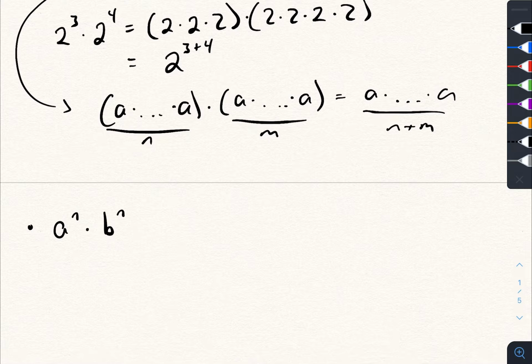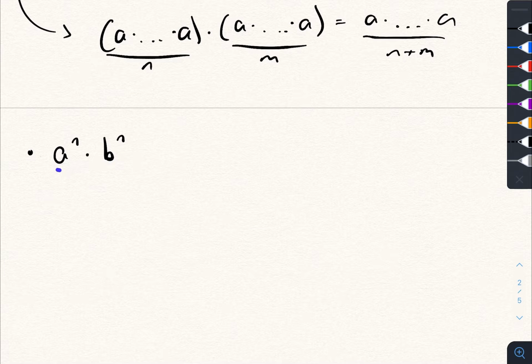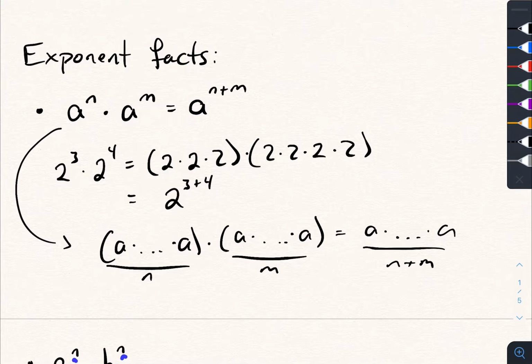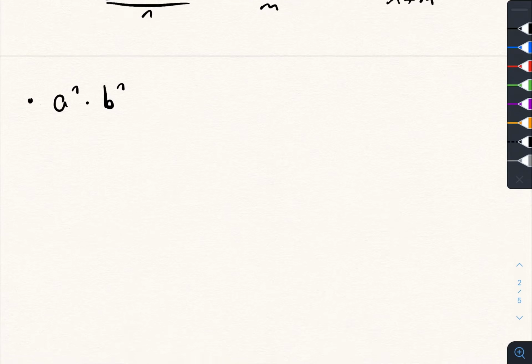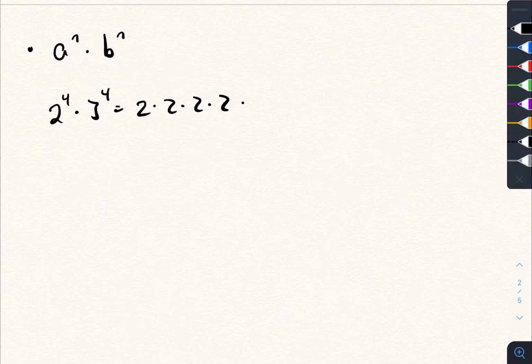Okay. Next one is a to the n times b to the n. So here our bases are different, but our exponent is the same, versus over here the base is the same and the exponents are different. Okay. So let's do another example. Let's do 2 to the 4th times 3 to the 4th. So our exponents are both 4 here. Let's write out what this is. So this is 2 4 times, and then 3 4 times.